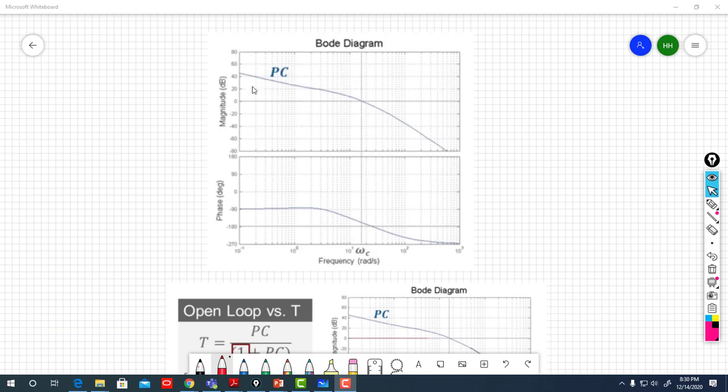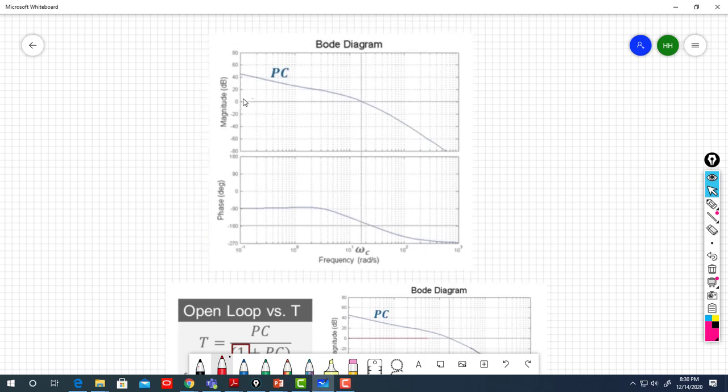Of course, on this plot you can extract the gain crossover frequency, which is at 0 decibel, so you have omega C. Also, you can extract the frequency at minus 180 degrees. Of course, you can know the gain margin and the phase margin as well.